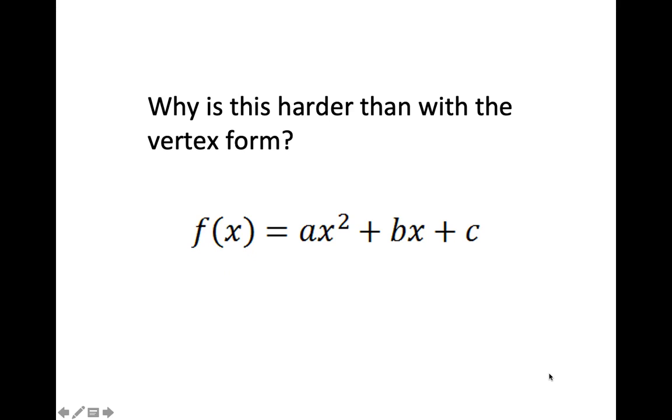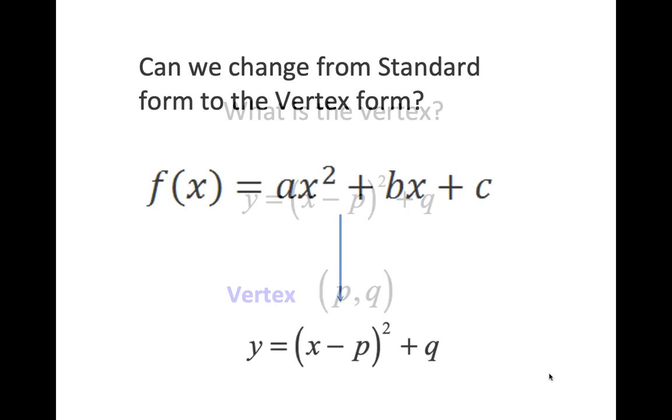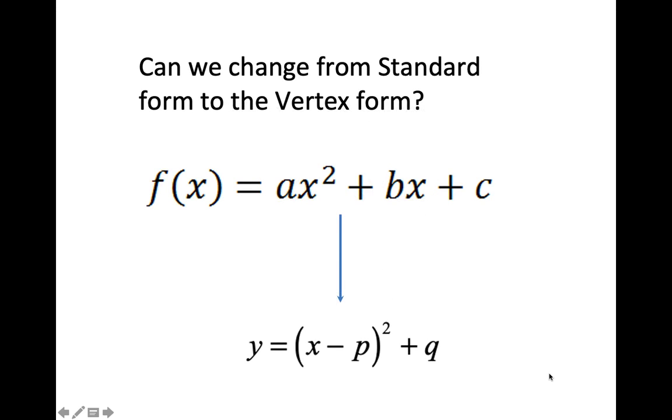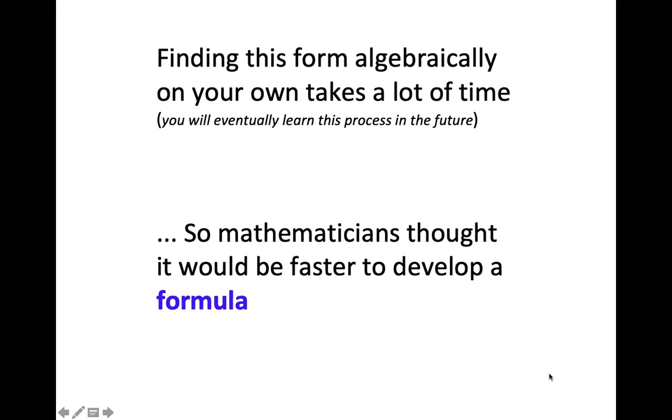Now, if you think about why this is harder than the vertex form, think about the vertex form for a moment and how easy it is to find the vertex. We simply pull those numbers out, and we know that the vertex is positive p and q. But when you look at the standard form, we don't know what the vertex is right away. One of the solutions that we could do would be to take the standard form and rearrange it into the vertex form. But as it turns out, this is actually a fairly difficult thing to do algebraically. And at this point in your learning, we're not going to ask you to do it algebraically. Instead, mathematicians thought it would be much faster to develop a formula. And so here it is.